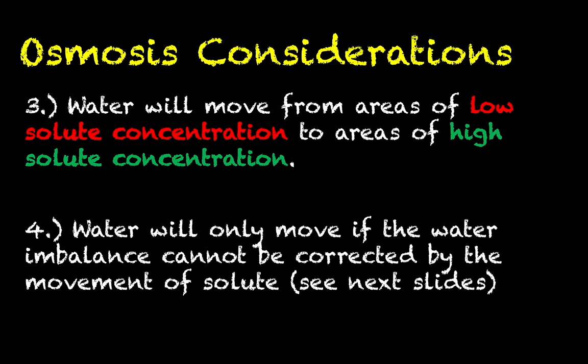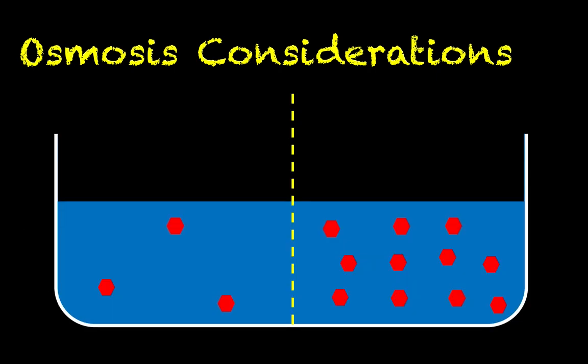Next, water will only move if the water imbalance, the concentration gradient for water we mean, cannot be corrected by the movement of the solute. So to really understand what point number 4 here is saying, we need to do another little thought experiment here. So look at this setup that we have here.